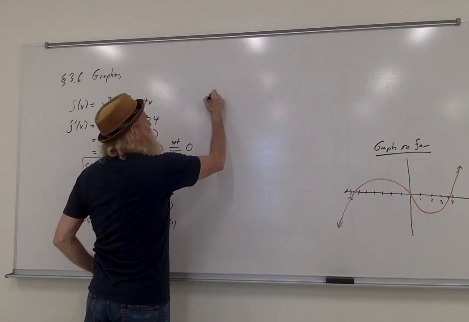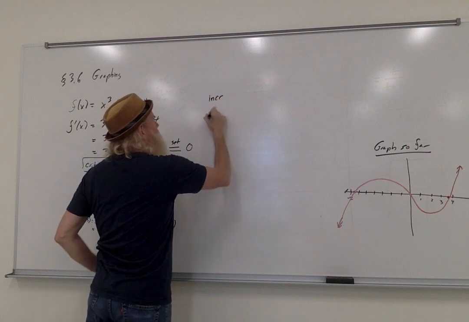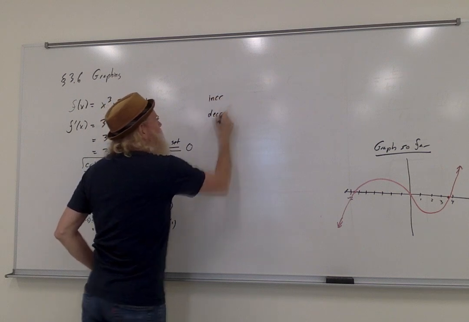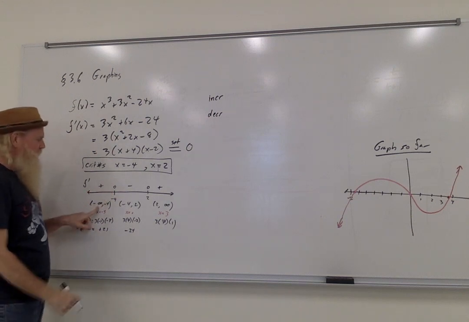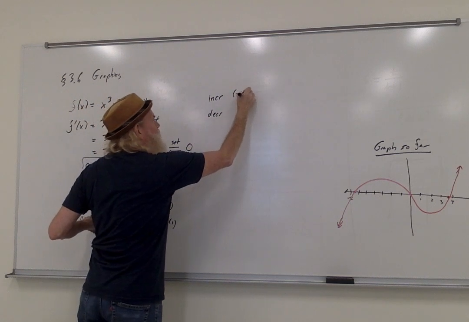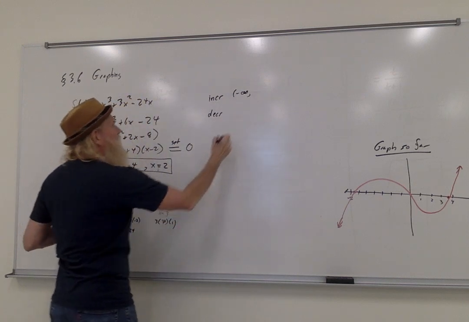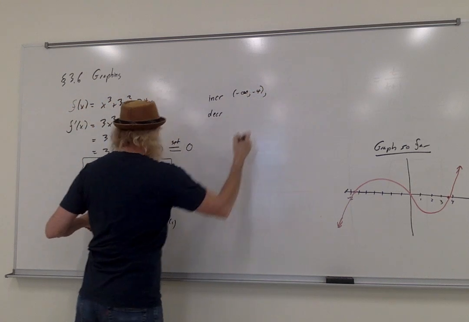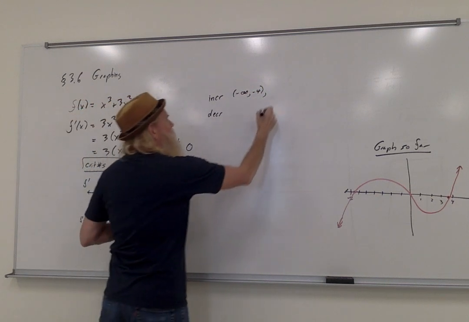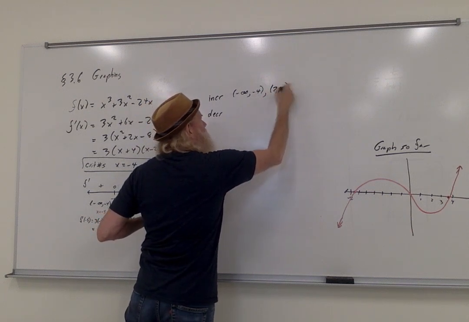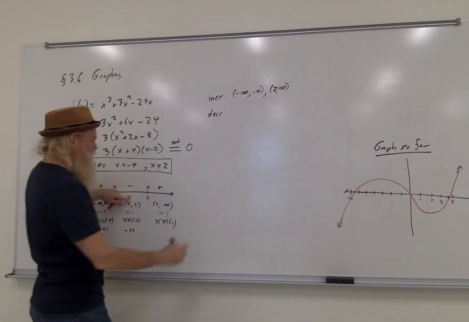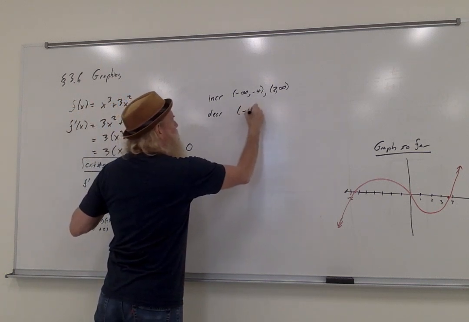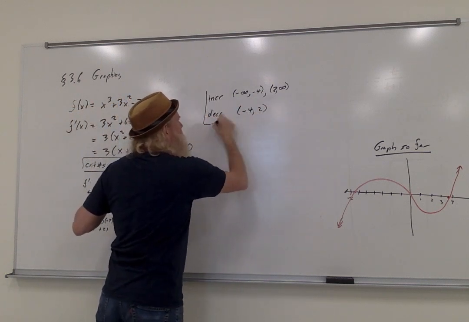So when we're looking for increasing and decreasing, the function will be increasing any place its derivative is positive. So this function is increasing from negative infinity to negative 4, and also from 2 to infinity. And it's going to be decreasing in between. So it's decreasing from negative 4 to 2.